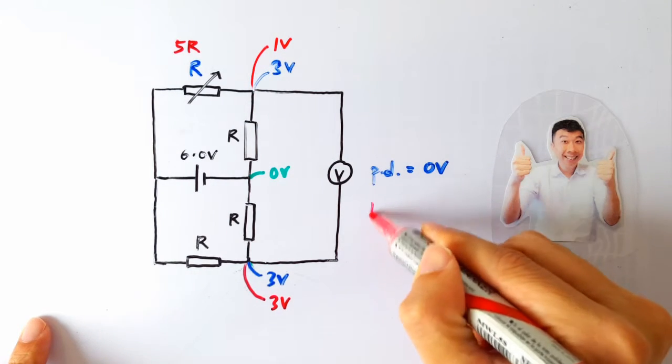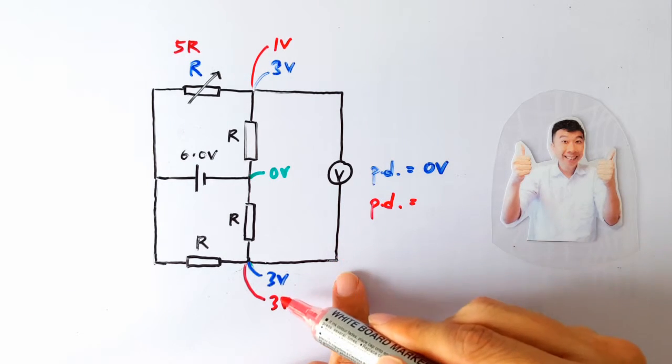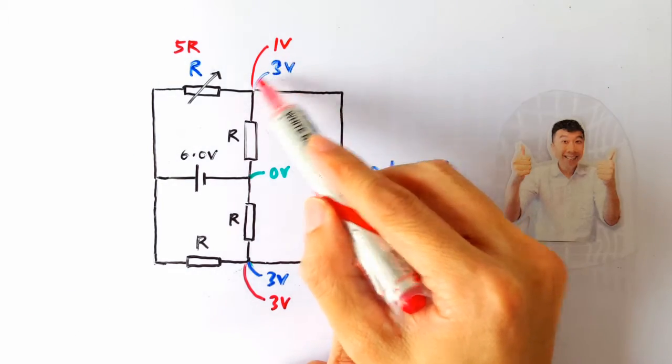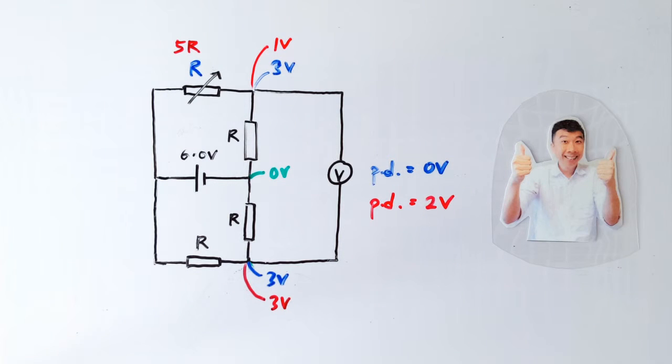So what is the voltmeter going to tell me? One end of my terminal is at 3 volts, the other end is at 1 volt. So I'm going to measure 2 volts. So the voltmeter reading is going to change from 0 to 2 volts. That's the answer. Ta-ta!